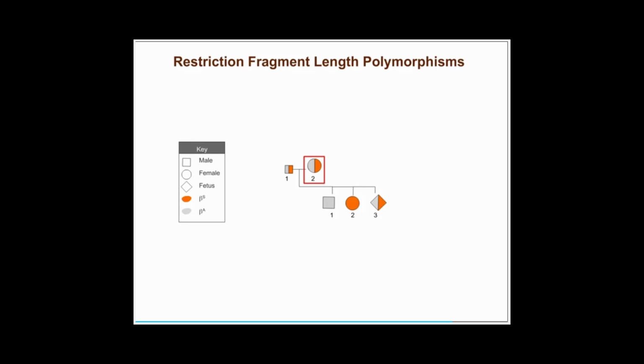Note that the female has 1 copy of each allele, so she would not exhibit symptoms of sickle cell anemia, as it is a recessive trait. Among the children, the male is homozygous for the normal allele. He does not carry the sickle cell allele. The female child is the only member of the family who would show symptoms of sickle cell anemia, and the fetus is a carrier of the sickle cell allele, as are the parents.